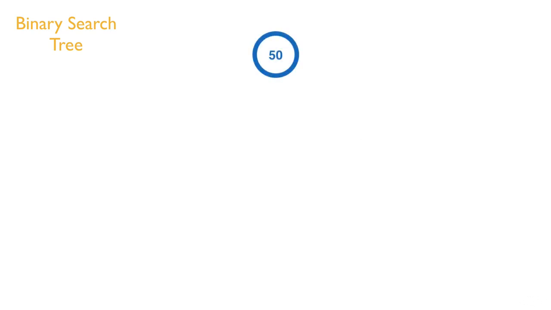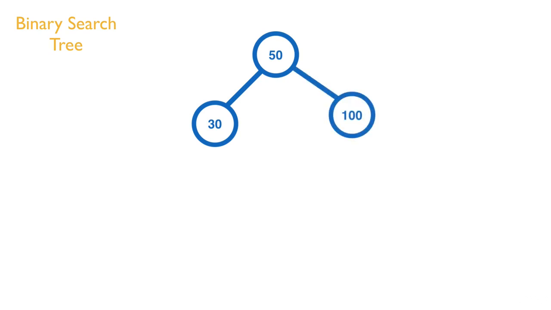value 30, it will become the left child of the root node. If we want to insert a value of 100 now, it will become the right child of the root node. And this pattern just continues all the way down our tree.